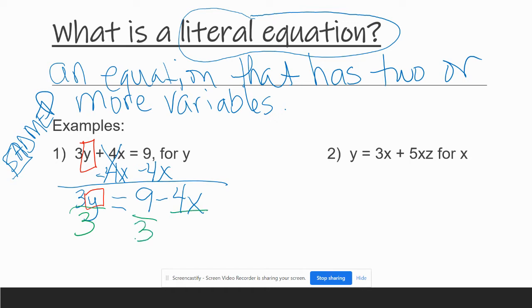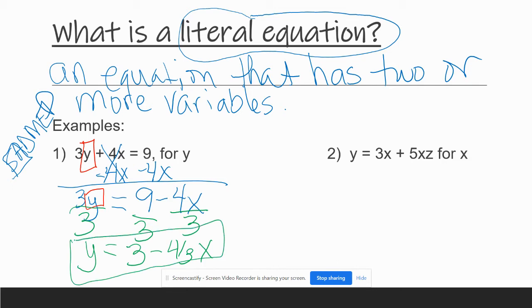Remember, every single piece gets that division. So all 3 parts have to be divided by 3. 3 divided by 3 gives us 1y, or y by itself, which is what we want. 9 divided by 3 is 3. And then I can't divide 4 by 3 evenly, and I can't reduce the fraction of 4 over 3. So we leave that as 4 over 3, or 4/3 x. And that is our simplified equation.